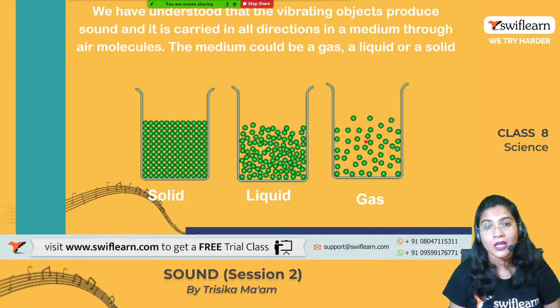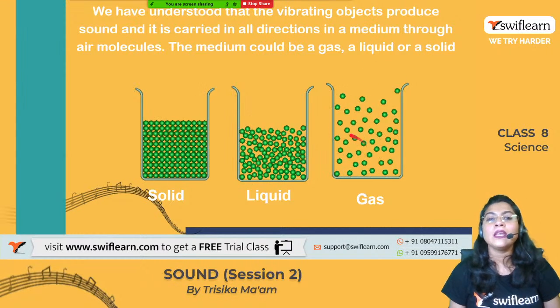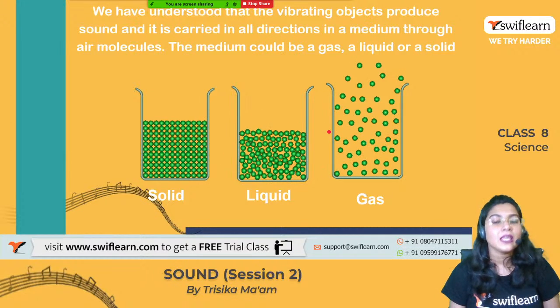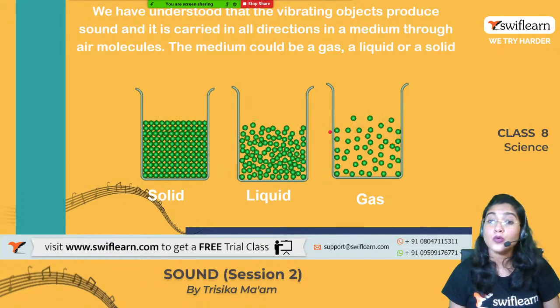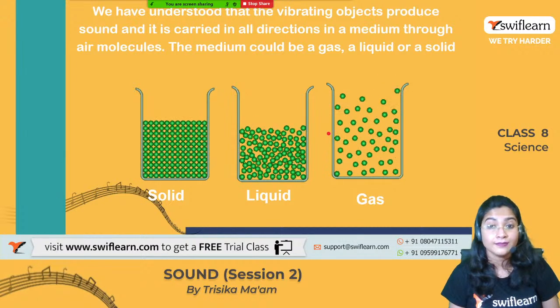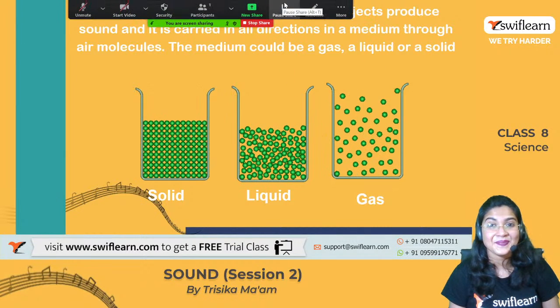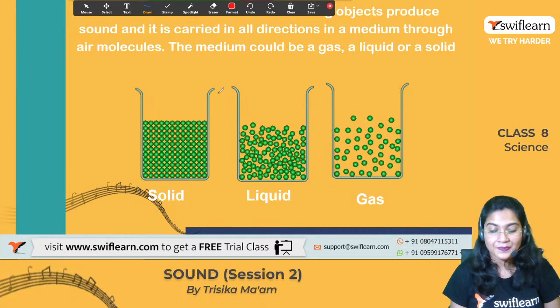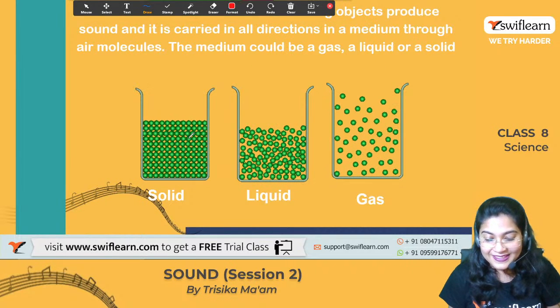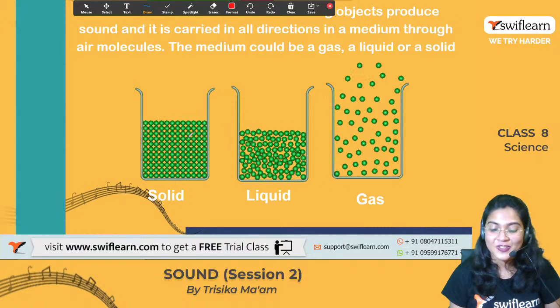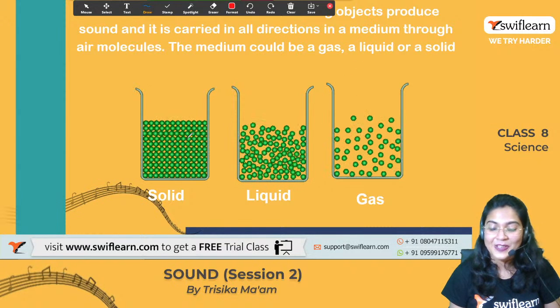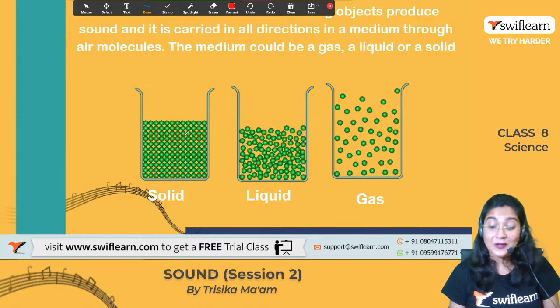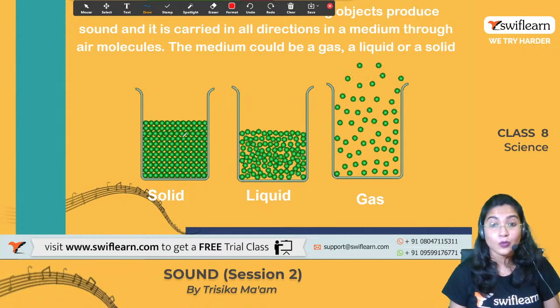Now, can you tell me in which of the three cases the sound will travel faster? Where will the sound travel faster? Yes, Shivansh. Solid molecules are tightly packed. Very good. Okay, so can you now tell me where the sound will travel faster?